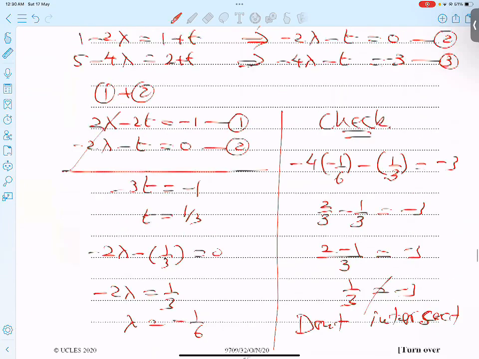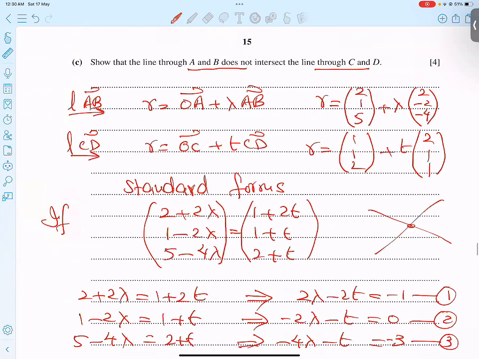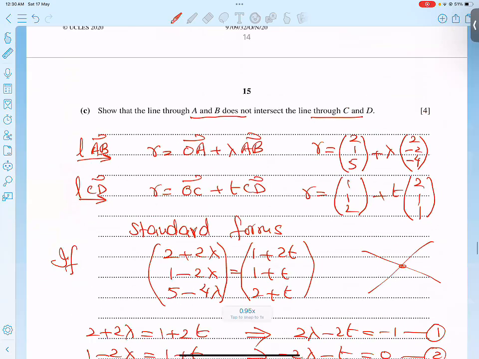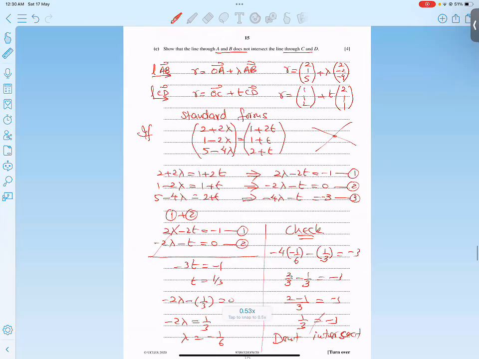I hope the concept of the topic is very clear. So we make 2 equations, we convert to standard form, we make 3 equations, take any 2 equations you like, solve for lambda and t, and plug into the third equation which is not used. If the left and right sides match, they intersect. Otherwise, they don't match. I hope the concept is clear.